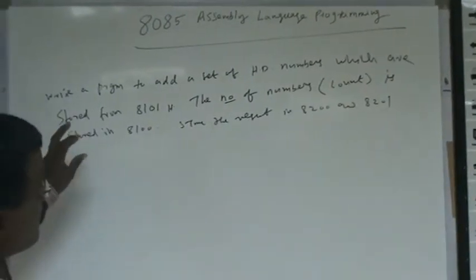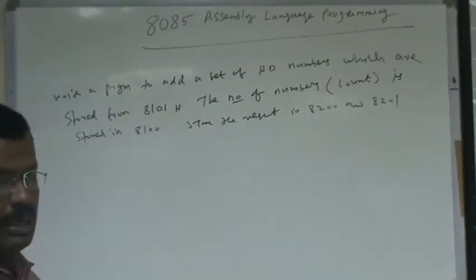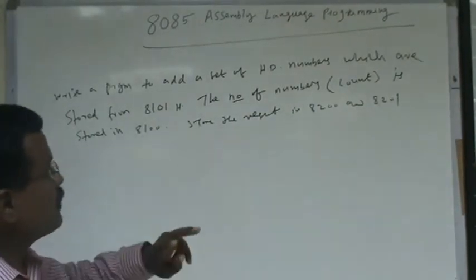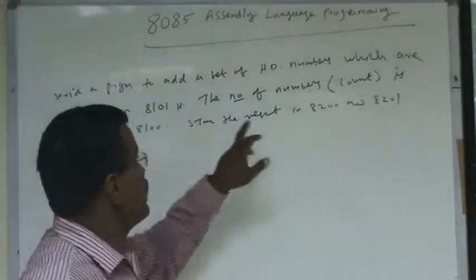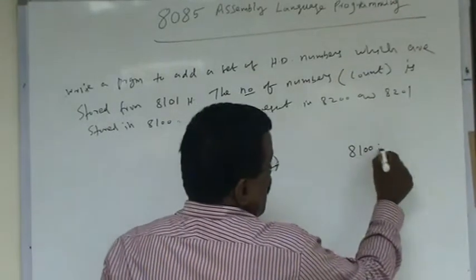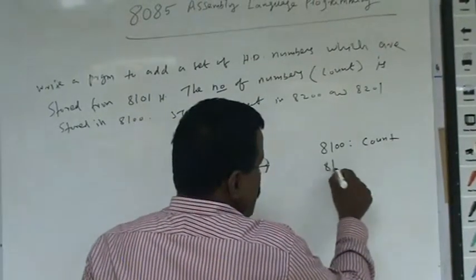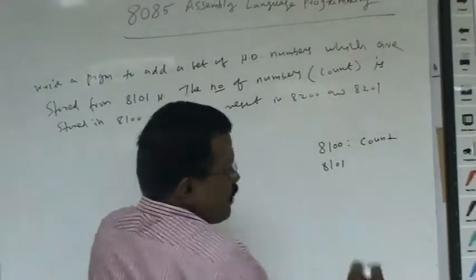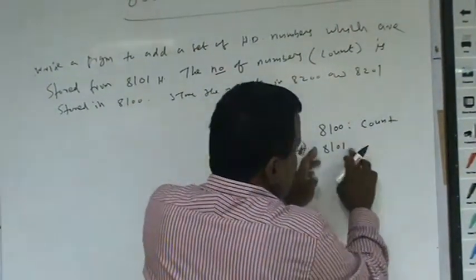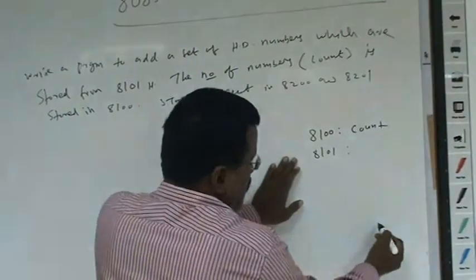The question is, write a program to add a set of hexadecimal numbers which are stored from the memory location of 8101. They have given how many numbers are to be added. In the previous case you have taken only two numbers. That count is also stored in the memory location of 8100. If the count value is 5, then you have 5 data from 8101 to 8105. If the number is 8, there will be 8 data from 8101 to 8108. The count and everything is stored in memory.